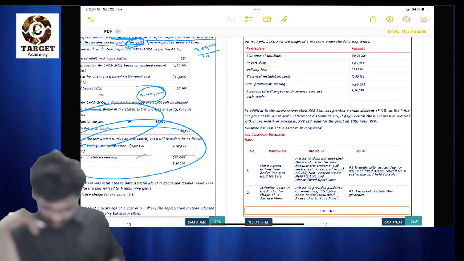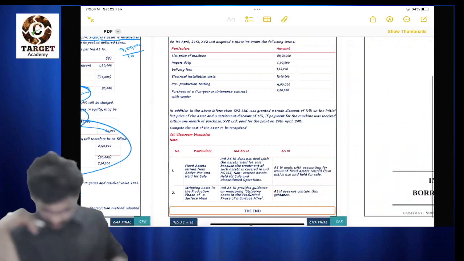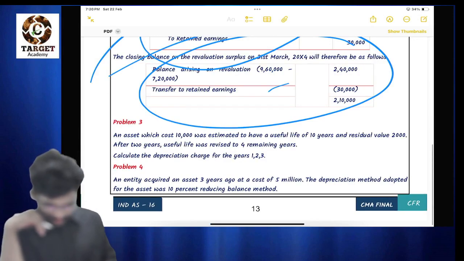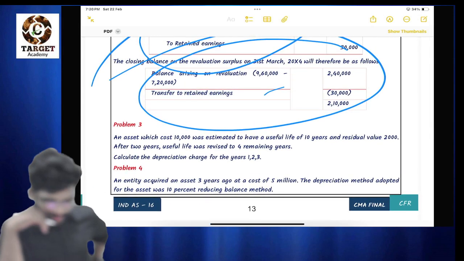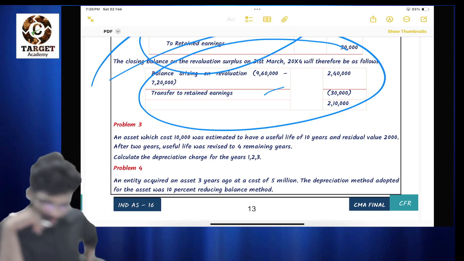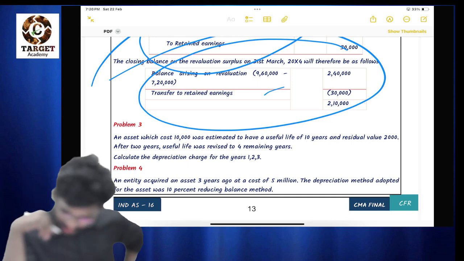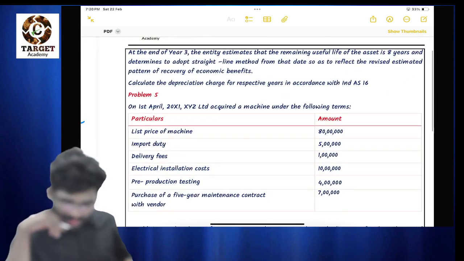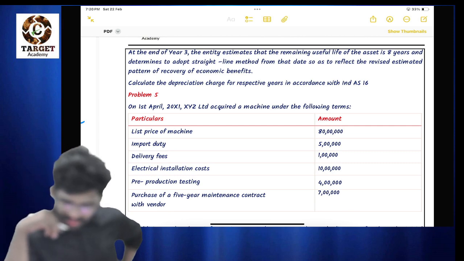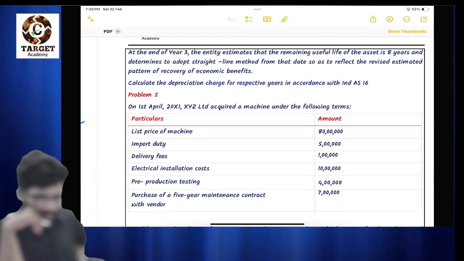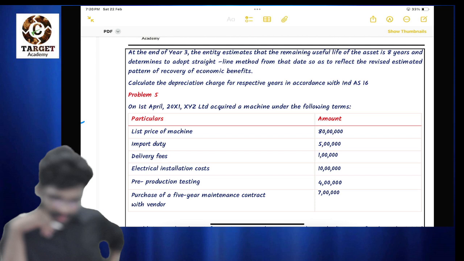Additional question 4 also homework, sir. It's a basic question. So coming to question number 4, I will read it once. An entity acquired an asset 3 years ago at a cost of 5 million. The depreciation method adopted for the asset was 10% reducing balance method. At the end of the third year, the entity estimates the remaining useful life of the asset is 8 years and determines to adopt the straight line method from that date. To reflect the revised pattern of recovering the economic benefits, calculate the depreciation charge in the respective years.